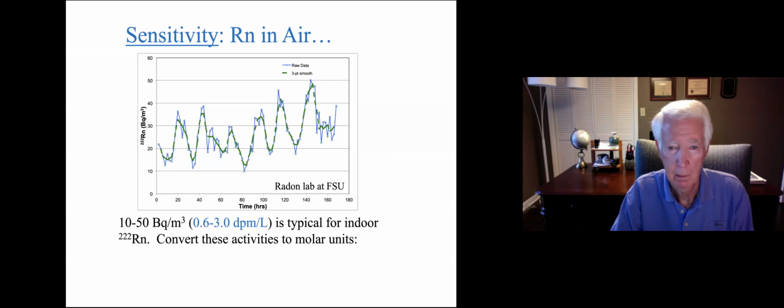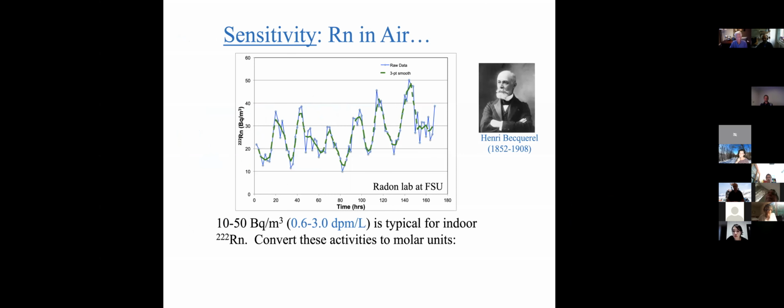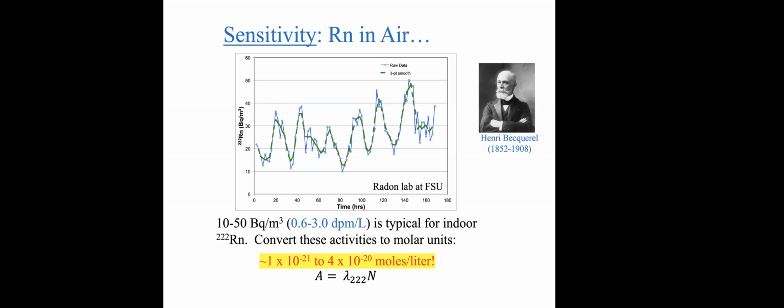And by the way, if you like the becquerel unit, that is what Henri Becquerel looks like. So what I wanted to do, to show you how sensitive these systems can be in measuring radon, is take these same activity levels, 10 to 50 becquerels per cubic meter, and convert to molar units. We get 10 to the minus 21 to 10 to the minus 20 moles per liter. 10 to the minus 21 molar. I mean, that's an incredibly low concentration.